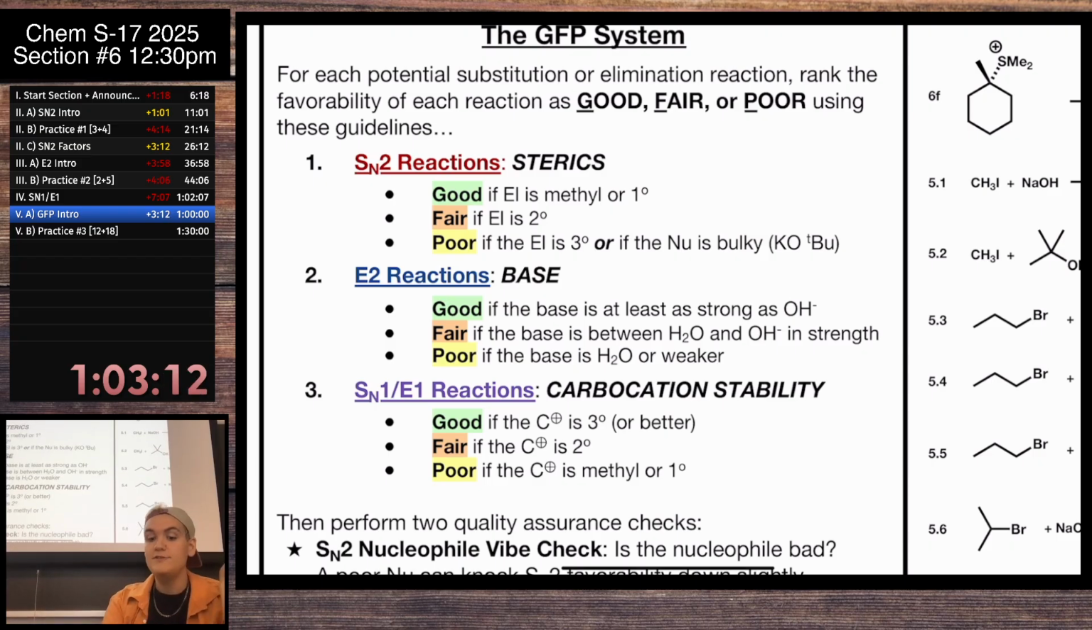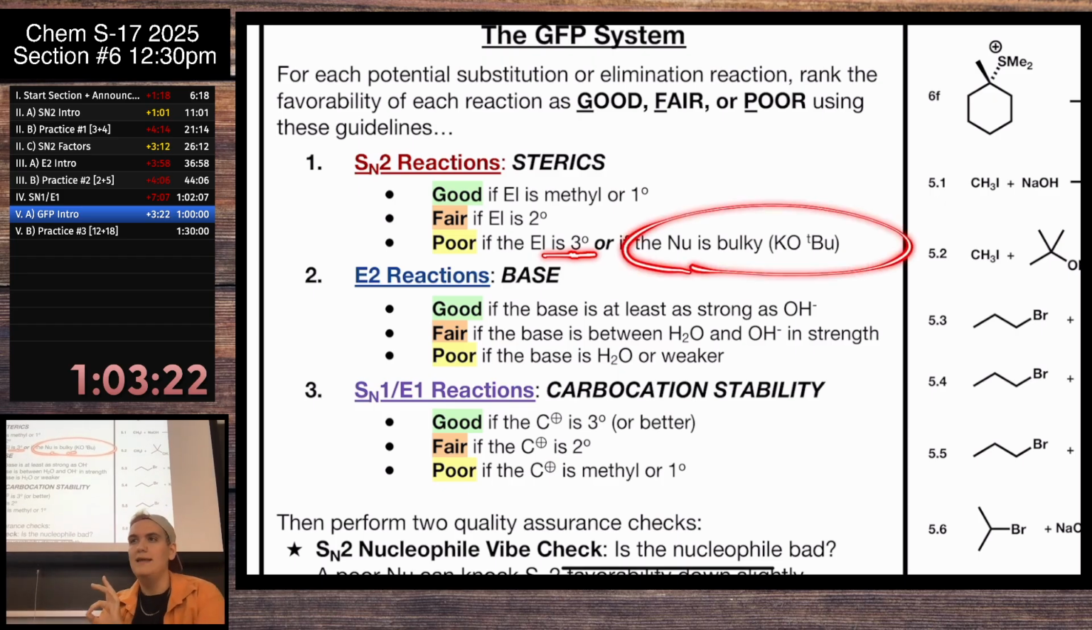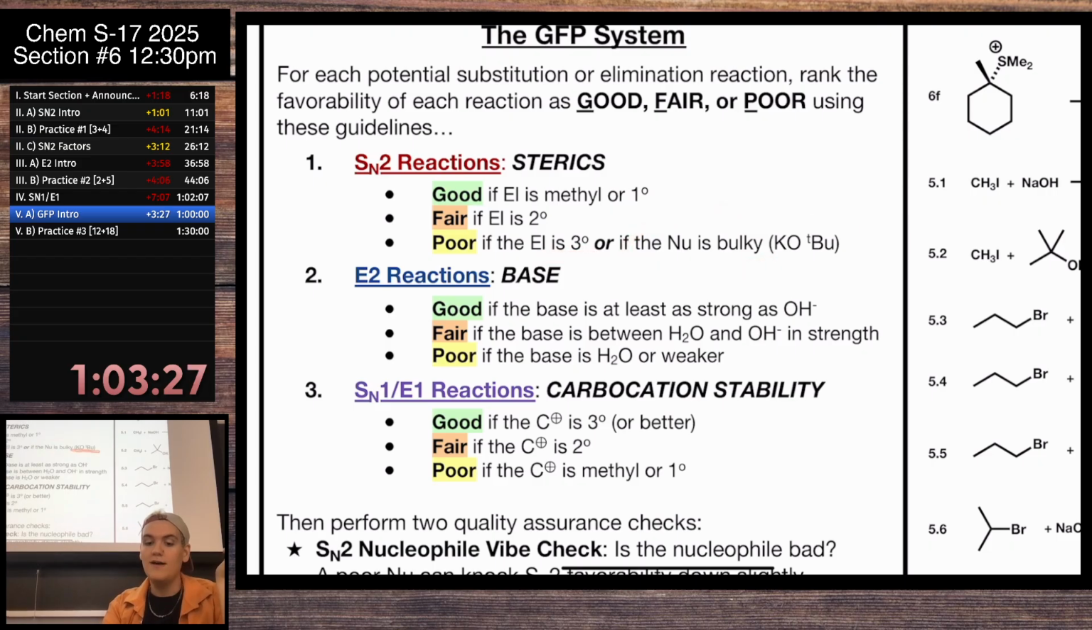So for SN2 sterics, if the electrophile is methyl or primary, we say it's good. If the electrophile is secondary, we say it's fair. If it's tertiary, we say it's poor. And also if our nucleophile is bulky. So this is again more about the nucleophile bulk. If our nucleophile is bulky, then it goes into poor.